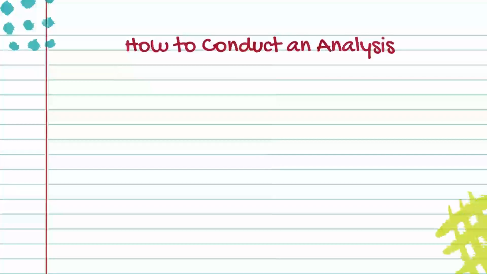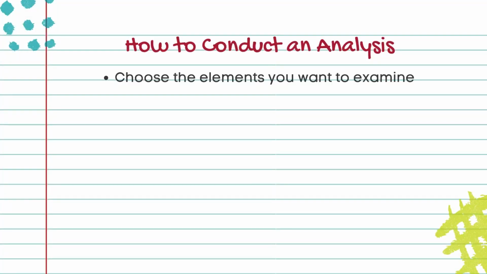The next step of an analysis is to explore how to write one. Number 1, choose the elements you are going to examine. Begin by selecting specific elements of the text such as characters, themes, settings, or conflicts that are central to the message or purpose of the work. This focus will guide the analysis and keep it organized.